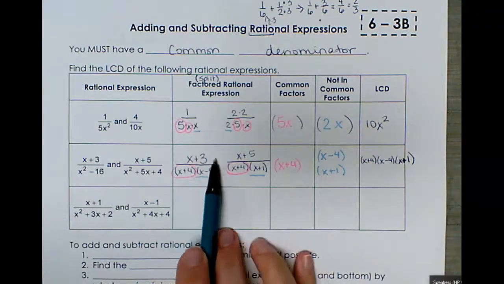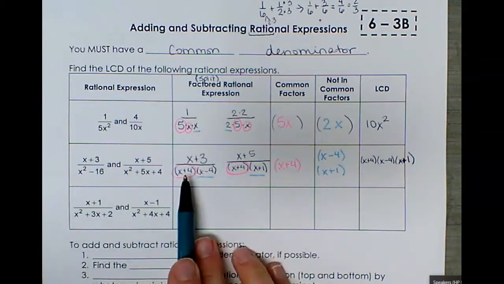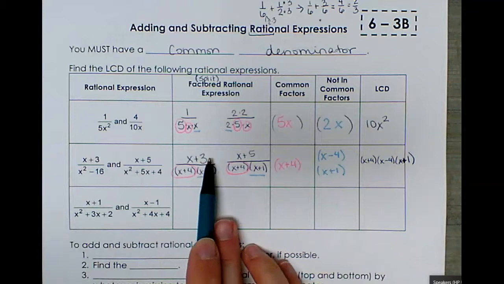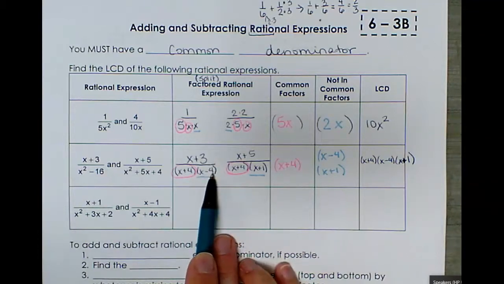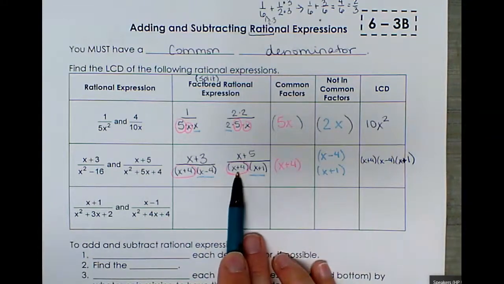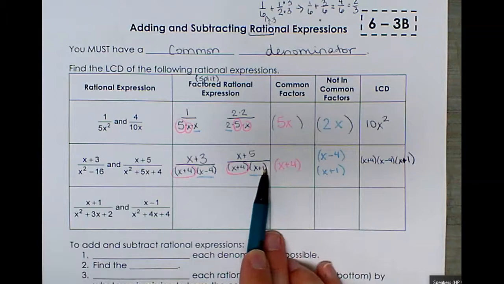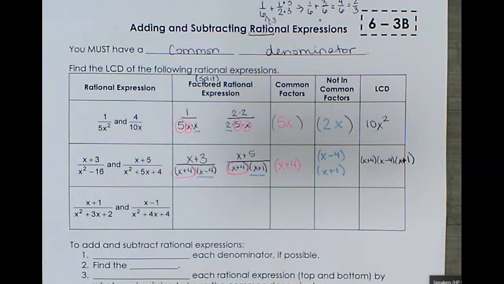So in this ratio, I had the x plus 4 and the x minus 4, but not the x plus 1, so I would multiply bottom and top by x plus 1. Here, I had x plus 4 and x plus 1, but not the x minus 4, so I would multiply both bottom and top by x minus 4, and I'd have my common denominators.